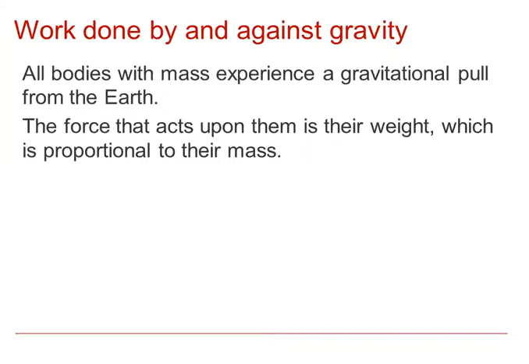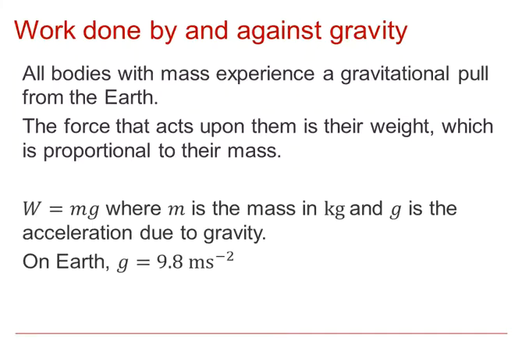So, work done by and against gravity. All bodies with mass experience a gravitational pull from the Earth. The force that acts upon them is their weight, which is proportional to their mass. So the weight equals mg, where m is the mass in kilograms and g is the acceleration due to gravity, 9.8 meters per second squared.